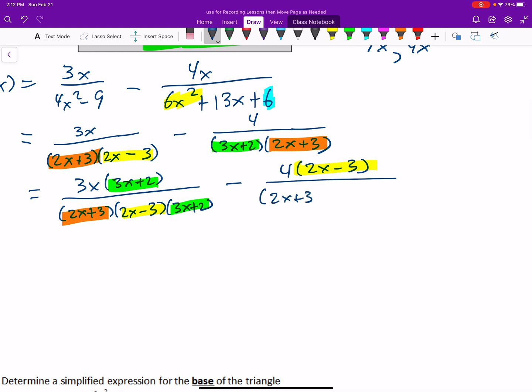I'm going to put the factors in the same order as well, with 3x plus 2. So I just rearranged the order a little bit, but I've got the same factors. And so now I've got a common denominator. I can simplify the numerators by doing distributive law.